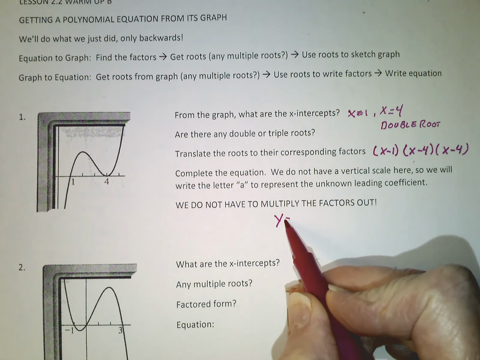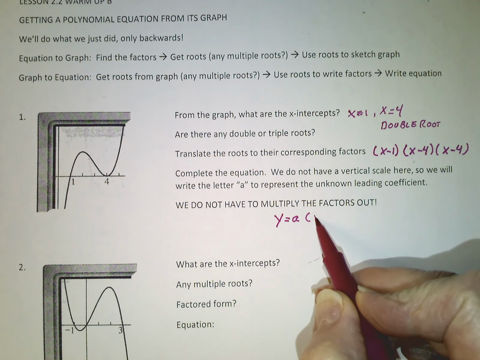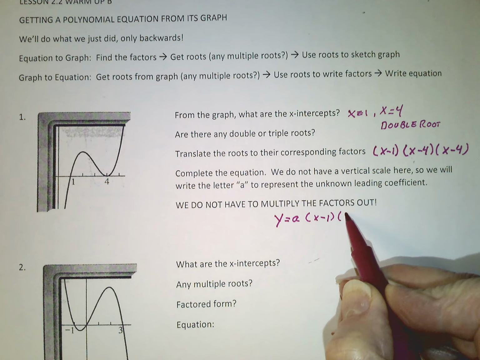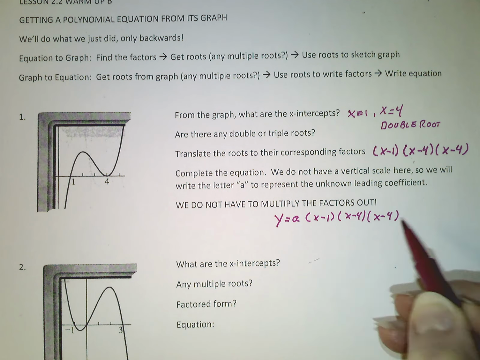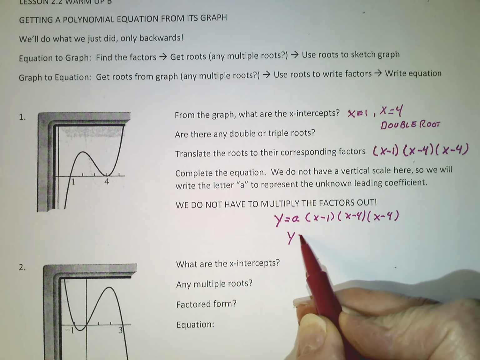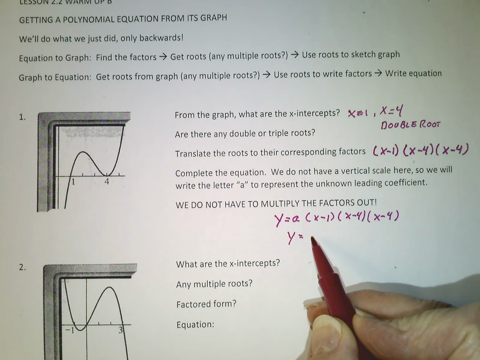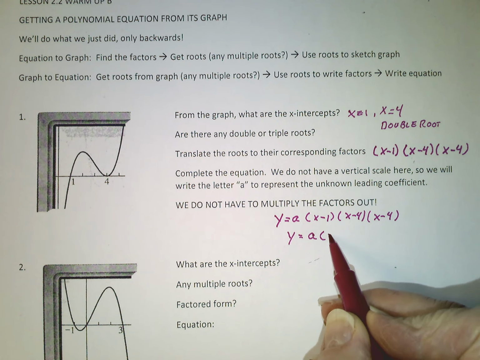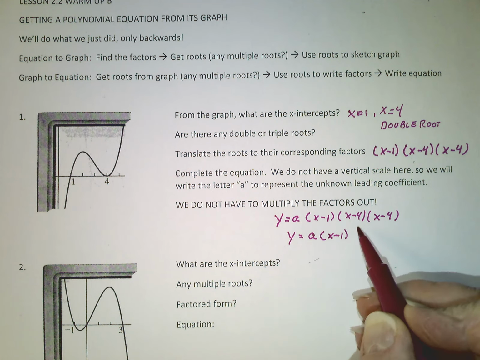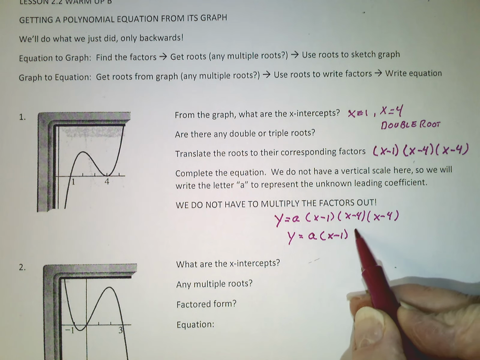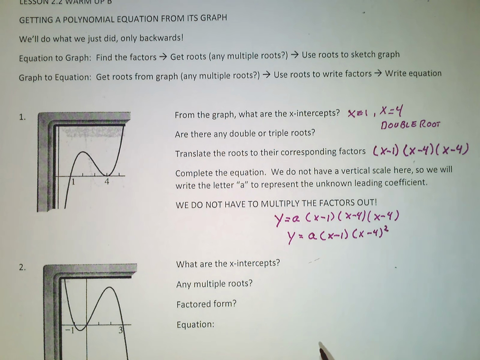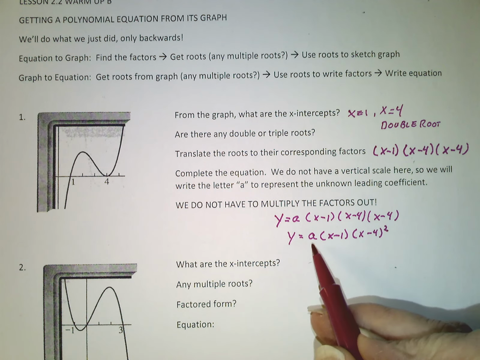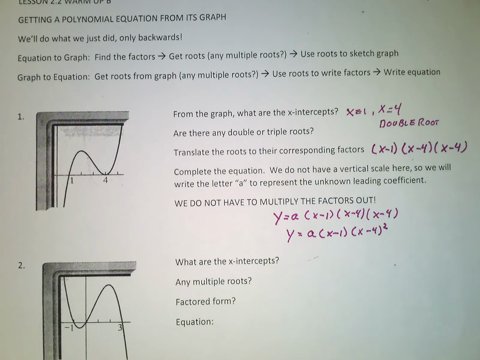So we're going to have y equals a times x minus 1 times x minus 4 times x minus 4, which will probably be condensed. They don't expect us to multiply all this out, but they would expect us to write this x minus 4 times x minus 4 as x minus 4 quantity squared. And that would be our equation. We don't know what A is yet, but we have to have something to do next week.